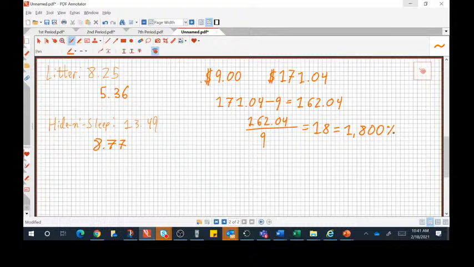Oh, 162? Because that's how much more you pay for it than they did. They paid $9. You're paying $171.04, but no shipping. And then you subtract those to find out that's how much more you're paying. That's the part that you're paying over. And then you divide it by the original whole, and it's 1,800%. About. Actually, a little worse than 1,800%.